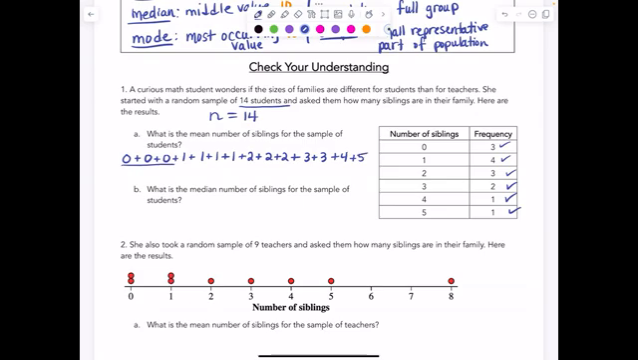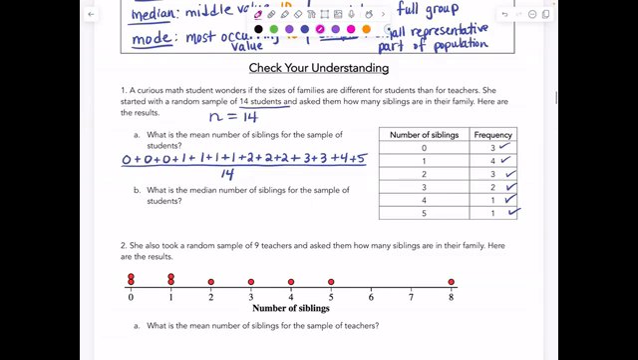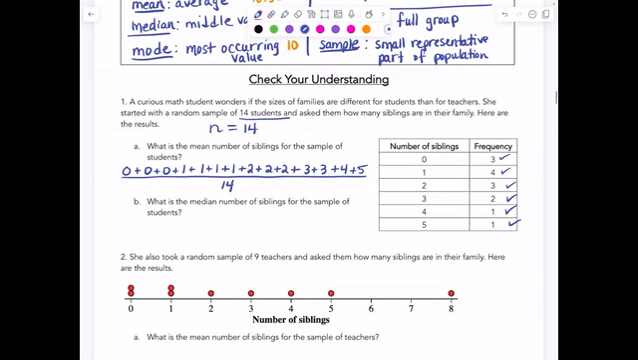And then we need to take all of this and divide by 14. Let me just make sure I have 14. 3, 4, 5, 6, 7, 9, 10, 11, 12, 13, 14. I'm good. So if I add all of that up and I divide by 14, this is going to be 25 divided by 14, which will give me approximately 1.79 siblings, brothers and sisters. That is the mean or the average for the sample of students.